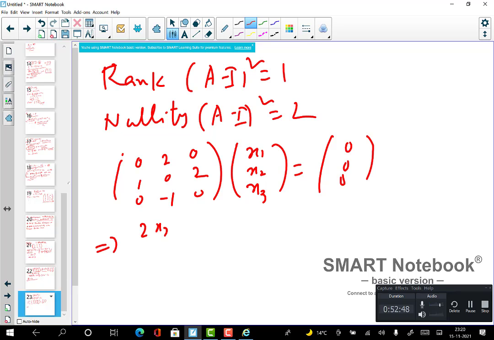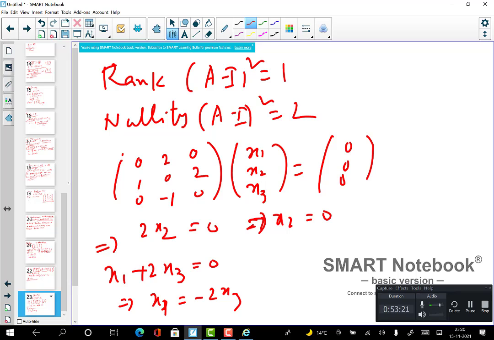So 2x2 0 times x1, yeah. So this is 0, and that implies x2 has to be 0. And from the second row you have x1 plus 2x3 equal to 0, right? So what does that mean? That means x1 has to be minus 2x3, right? So what does that mean? That means you know how the eigenspace looks like. So the eigenspace is of the form x2 will be 0 and x1 will be, yeah.